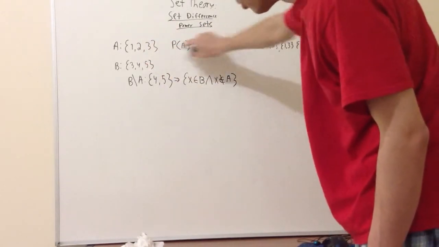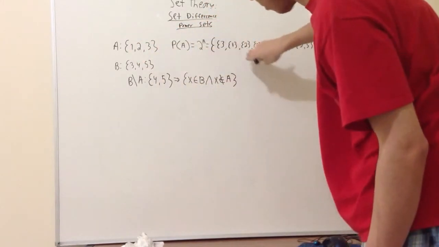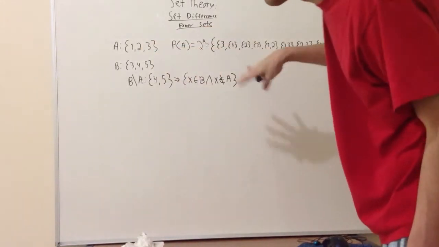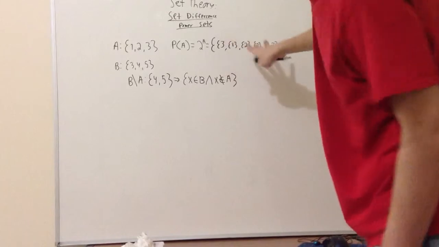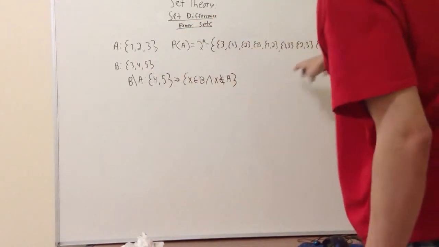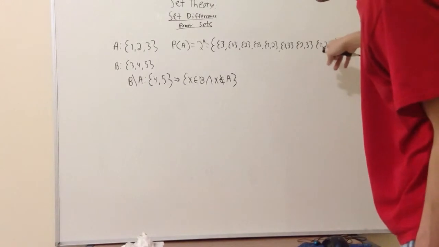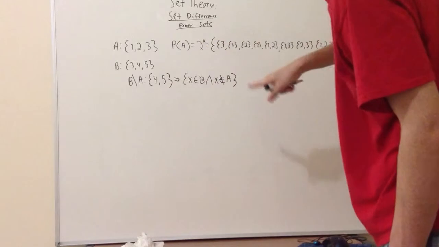You have 1, because you can take 1 out of this and leave the other 2 alone. That's a subset. 2 is a subset, 3 is a subset, and you can also have 1 and 2, that's a subset. And you can see where this is going. Every possible combination of subsets is included in the power set of A. And you have 1, 3, 2, 3, and you have 1, 2, and 3, because remember, if the set is identical, it's also both a subset and a superset of itself.